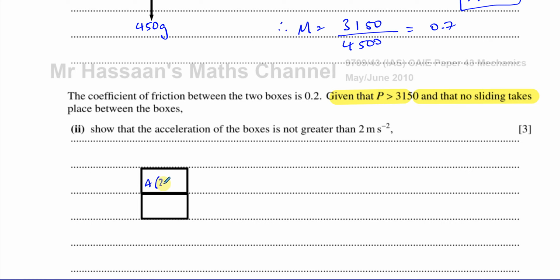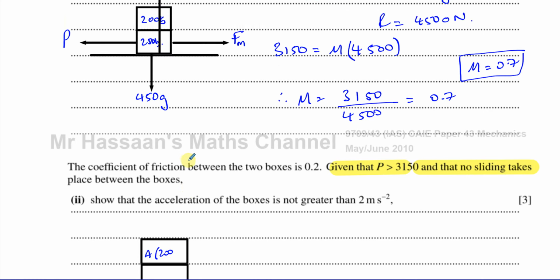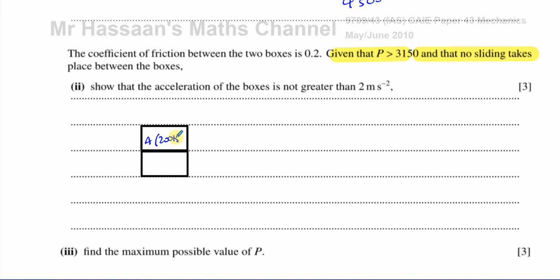Box A is 200, is it 200? Yeah, 200 kilograms. And box B is 450 kilograms. Now, you have the reaction force of B on A, and you have the weight of A on B, which is 200 G newtons. Now the force P is acting on B, and this force is greater than 3,150 newtons. It's acting on B, not on A.